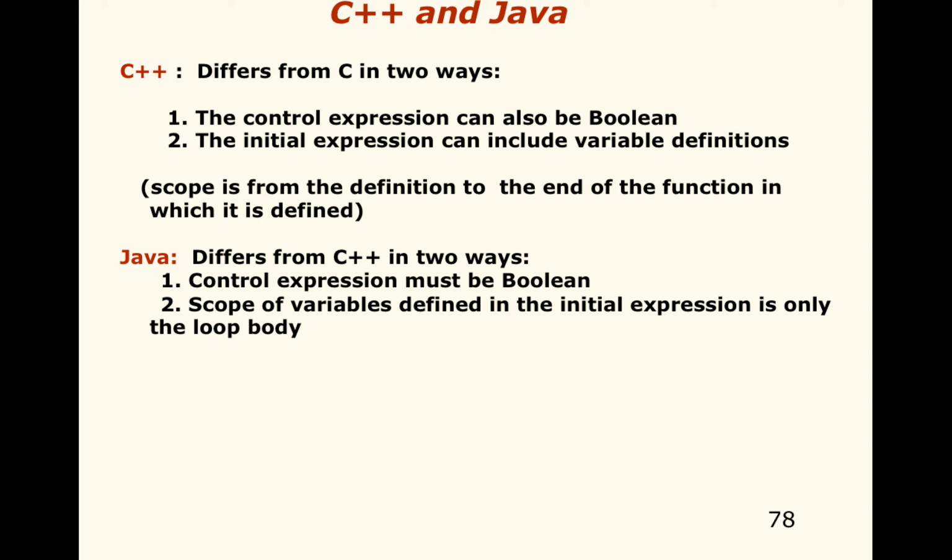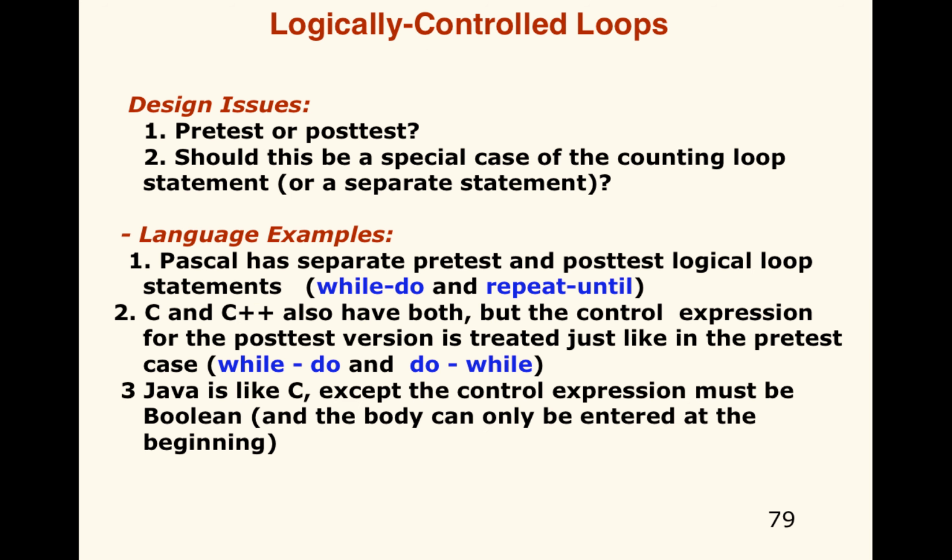The control expression must be a Boolean, so it has to go to true or false. And then the scope of the variables defined in the initial expression is only in the loop body. So when you end, i is gone, and the expression itself is gone completely. For the most part, most people think it's the same, but there are some differences. And you don't have to know the differences for the final exam. You just want to know what a counter-controlled loop is.